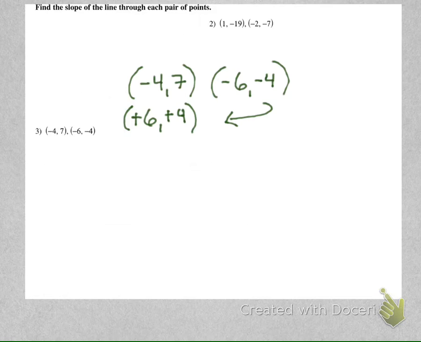We have a -4 and a +6. That's a 2. And a 7 and a 4. 7 and 4 is 11. Bring this one under. And 11/2 is simplified. Can't get any better than that. So 11/2 is our slope.